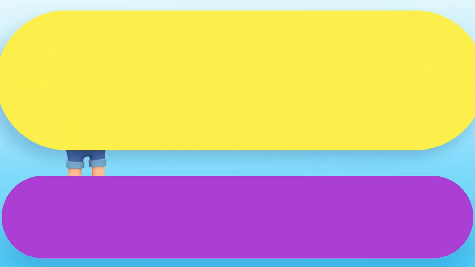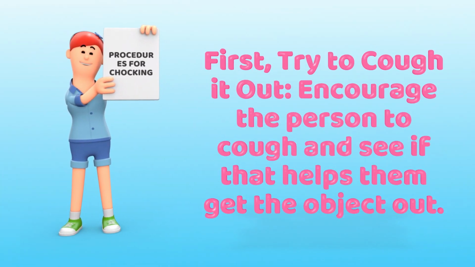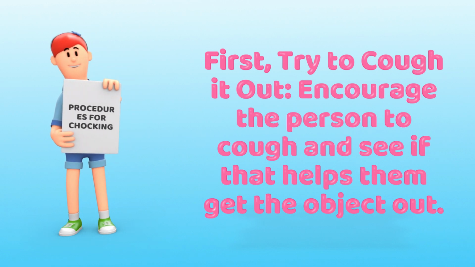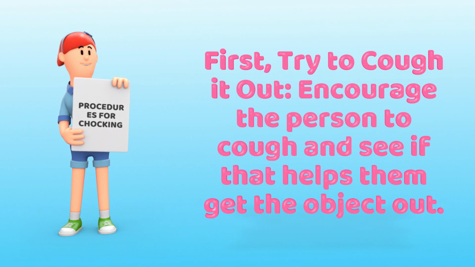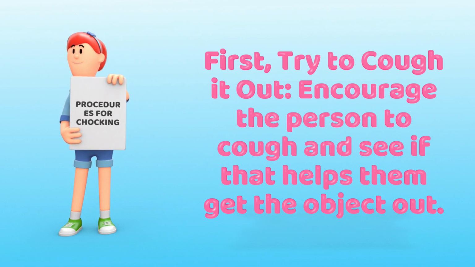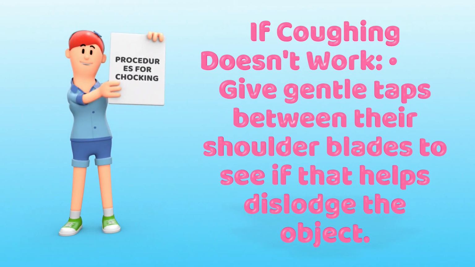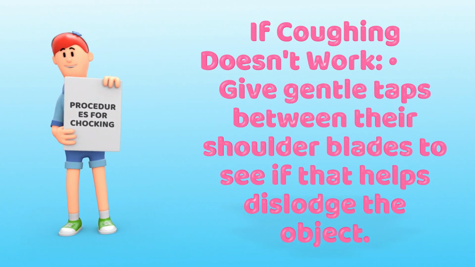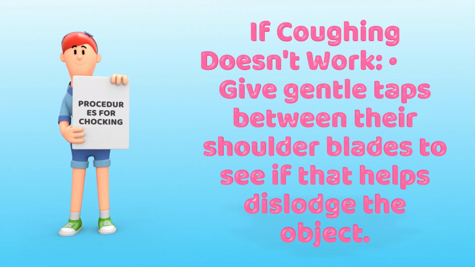Now let us see the procedures for choking. First, try to cough it out. Encourage the person to cough and see if that helps them to get the object out. So, if coughing does not work, give gentle taps between the shoulder blades to see if that helps dislodge the object.